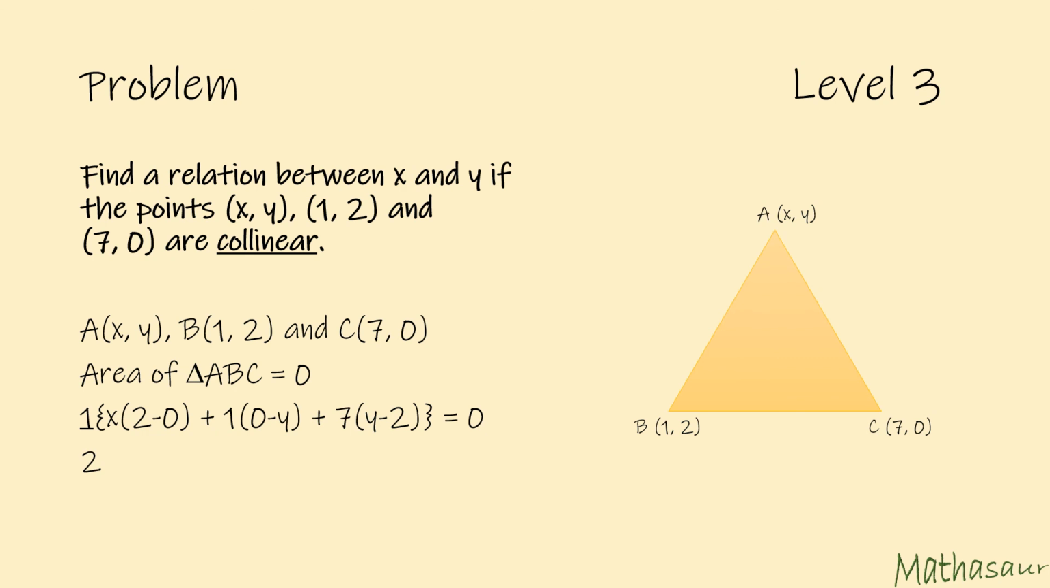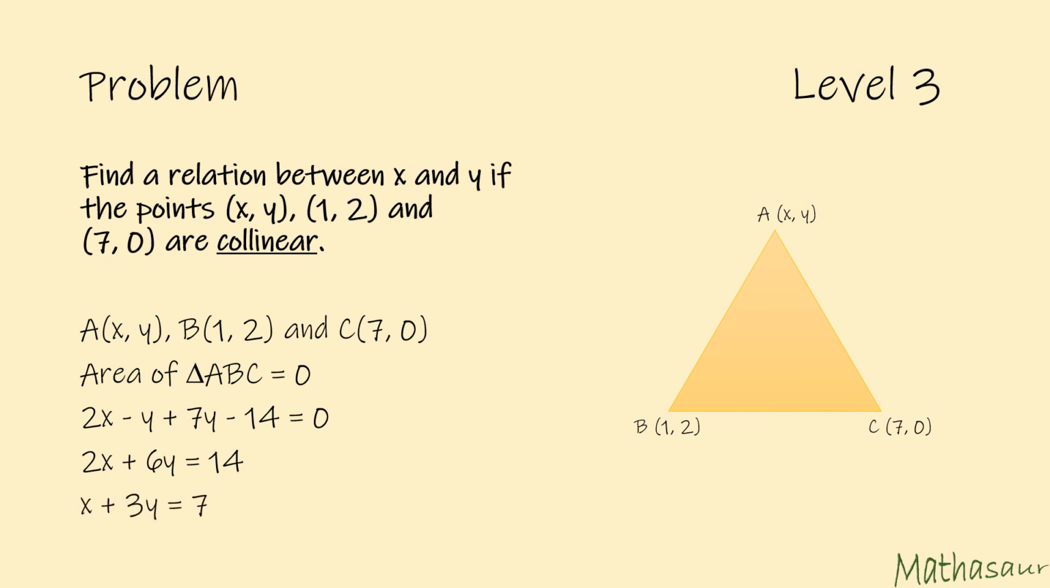Now this area of triangle ABC has to be equal to 0. Let us solve this equation. We have two variables x and y. And we get an equation saying x plus 3y equals 7. So any values of x, y satisfying this equation x plus 3y equals 7 would give us a point which would lie on the line joining points B and C.